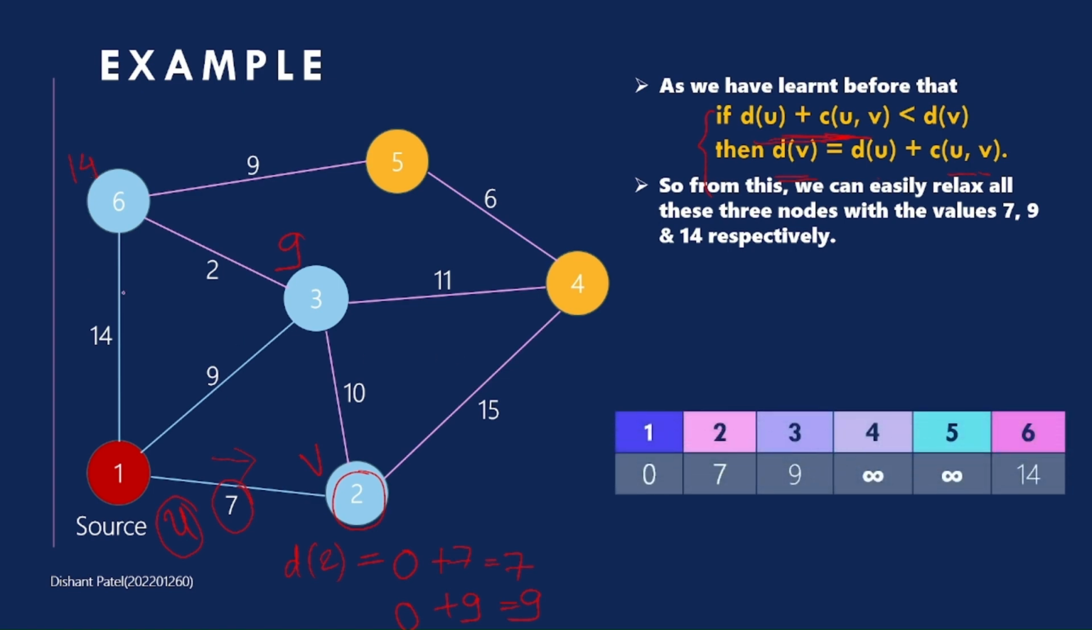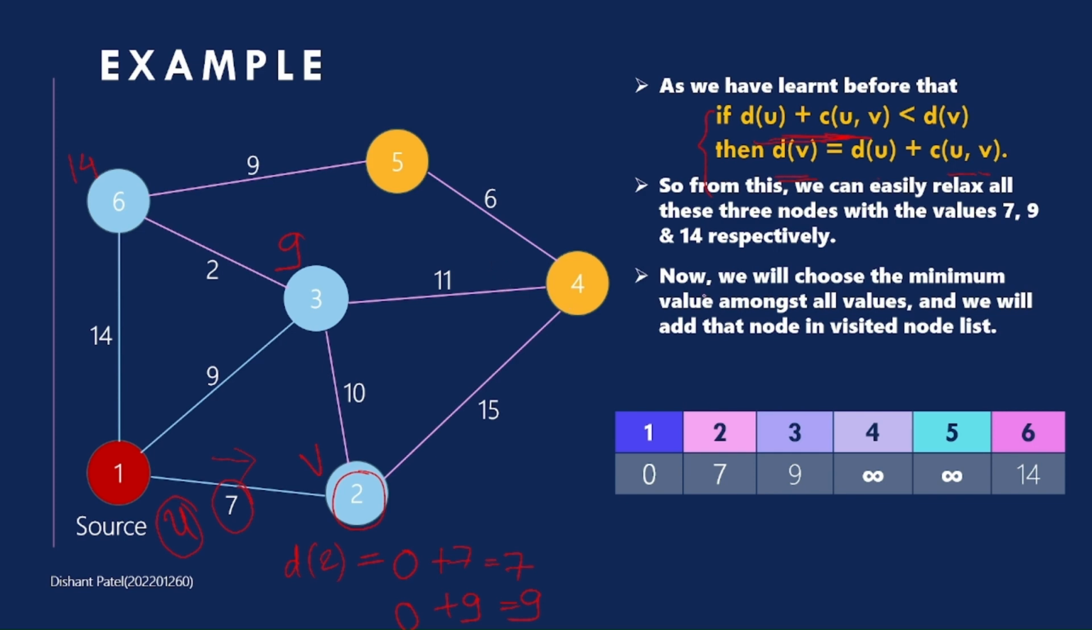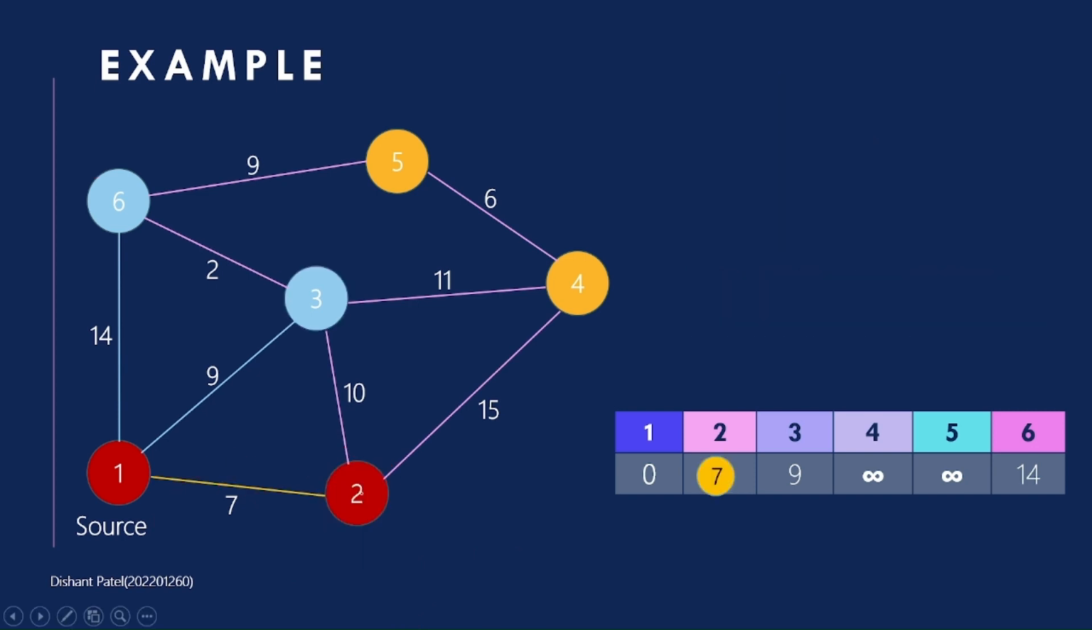And these all are less than infinite, so we have updated our value, and it is also called relaxed. We have relaxed these nodes. Now in these all values we will choose the minimum value, that is 7, and it means that this second node is visited, or we have found the minimum distance for it, and we will mark it red.